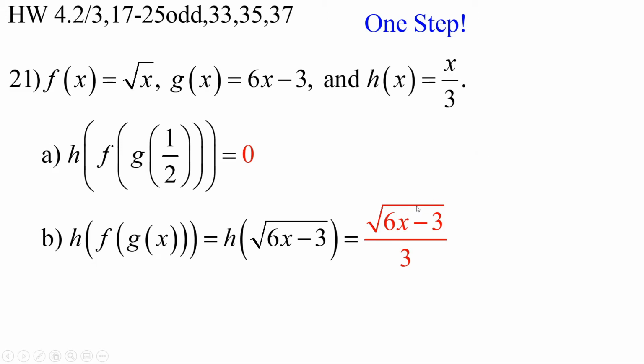So, ooh, we do have a radical, so we could have a domain restriction here because we know whatever is under that radical, it better be greater than or equal to 0. So 6x minus 3 has to be greater than or equal to 0.